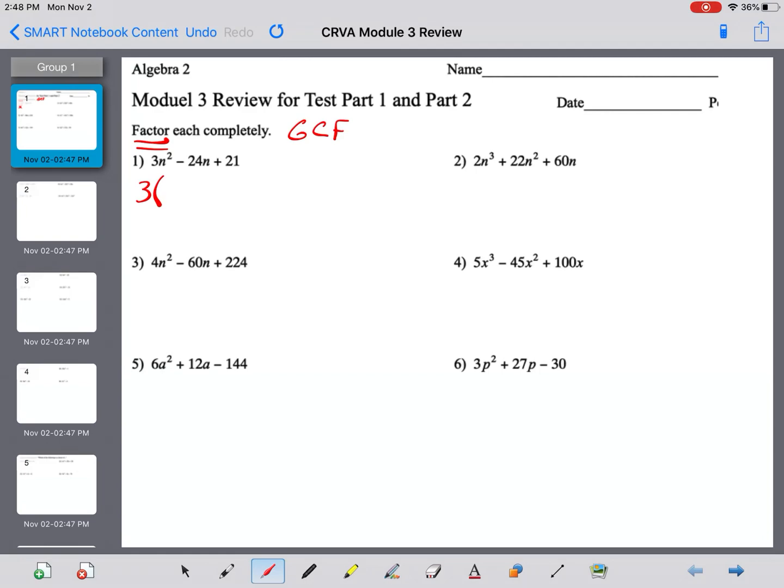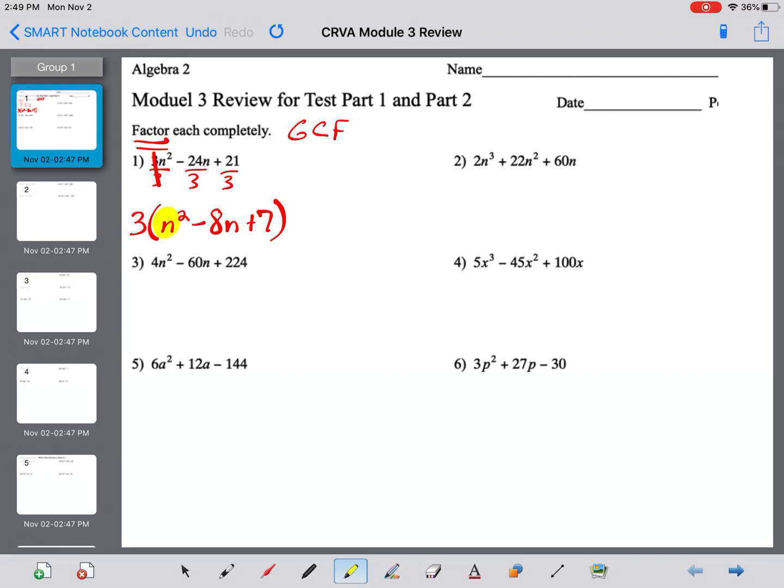Number one, you can factor a 3 out of each of those terms. In other words, a 3 can be divided equally, or can be divided out of all 3 terms. So that 3 goes out in front, and then in the parentheses is what remains. So when you divide the first term by 3, you get n squared. When you divide the next term by 3, you get negative 8n, and the last term is 7.